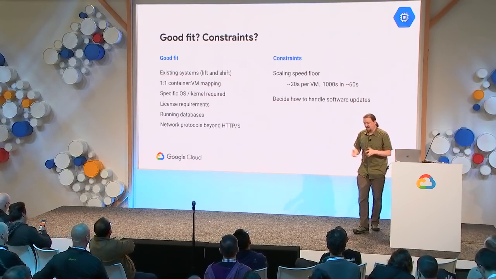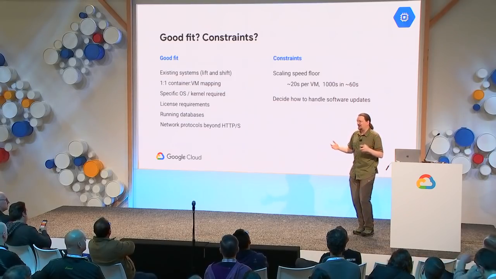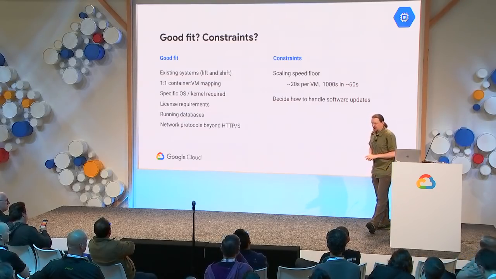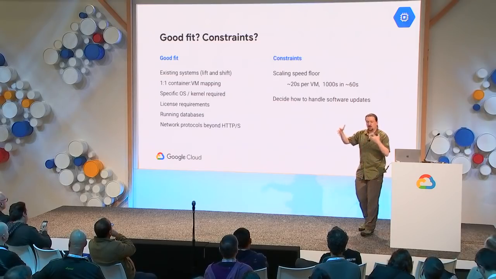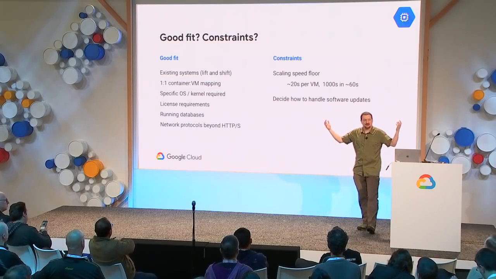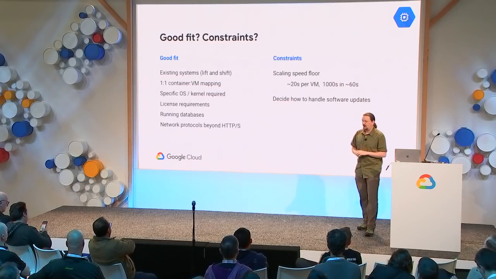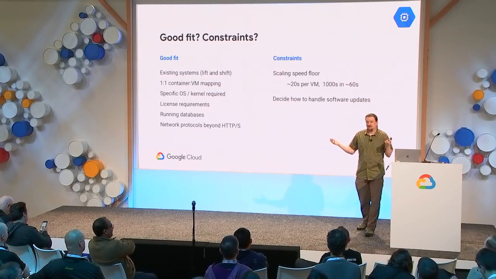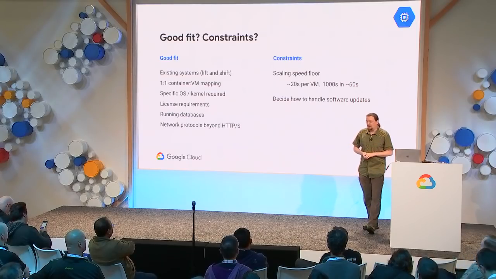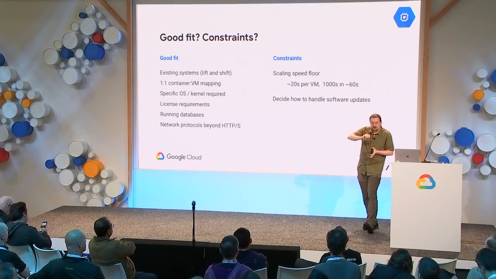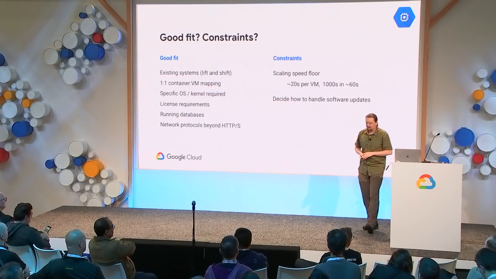And then again, if you've got network protocols beyond HTTP and HTTPS. The scaling is more granular. It's still pretty quick in big terms, but it takes 20, 30 seconds to start up a VM. You can start lots of them in a minute or two, but there's a granularity there. If you're trying to do really spiky workloads, it might not keep up, and you want to look higher.